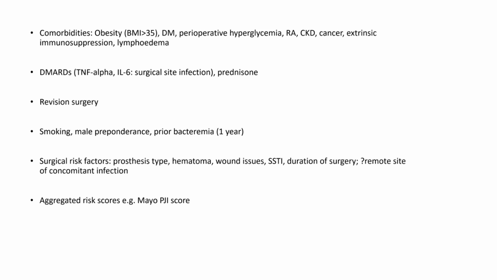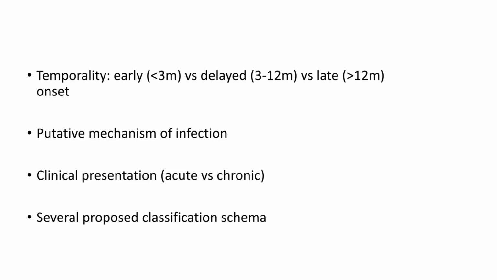The problem is that there's no good consensus definition. Multiple societies have come up with definitions, but there's no universal definition of a PJI. But there are scoring systems, algorithms, all of that. You can have an early onset after surgery, which they usually acquire during surgery. You can have delayed PJI within the first year or two, and then a late PJI. For late, usually it's a hematogenously acquired infection, but for early and delayed, it's usually acquired at the time of surgery. So you can classify PJIs based on when they were acquired, the mechanism of infection, and the clinical presentation.